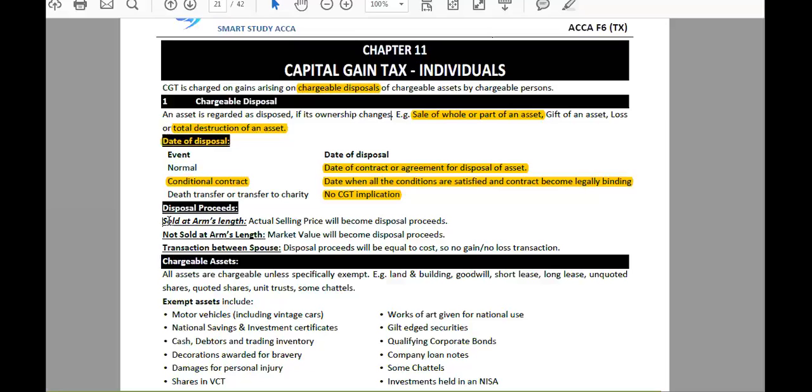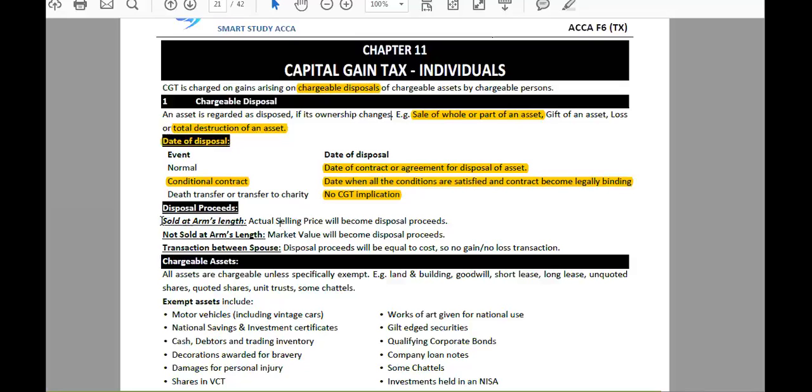The next point is disposal proceeds. Disposal proceeds means selling price. So what would be the selling price? We have discussed the different examples of transfer of an asset, and now we are going to learn what the selling price would be in different situations. For example, if we have transferred the asset as a gift, what would be the selling price? Because in case of a gift, we are not going to receive anything from the purchaser, the donee.